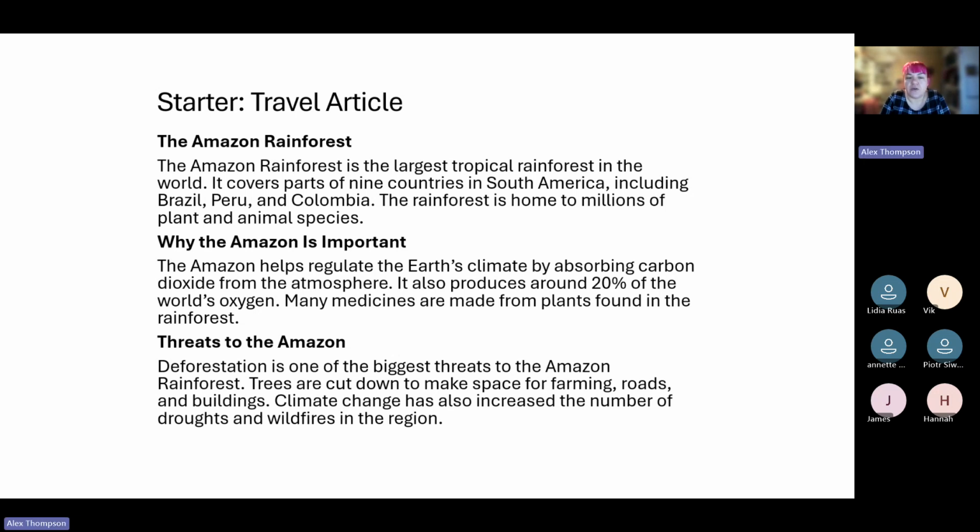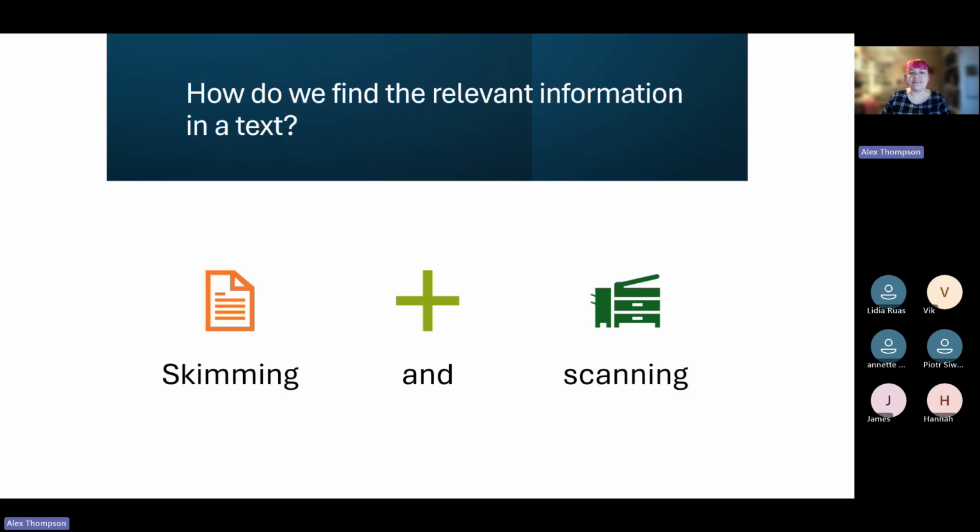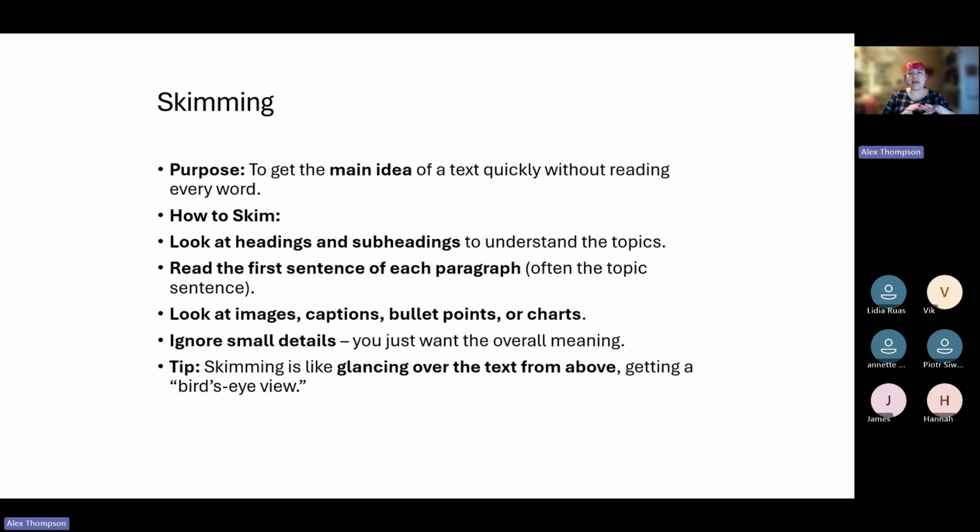Okay, so what would happen next is, if it was the real life reading exam, we would click next and we would be given a question asking us to find some information from this text. Okay. What we're going to do is have a look at skimming and scanning to work out which of these techniques we should use depending on what kind of information we are looking for. So, skimming. Skimming is to get the main idea of a text without reading every word.